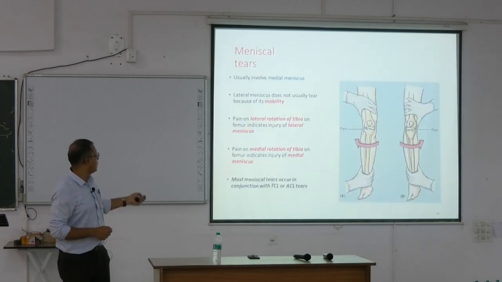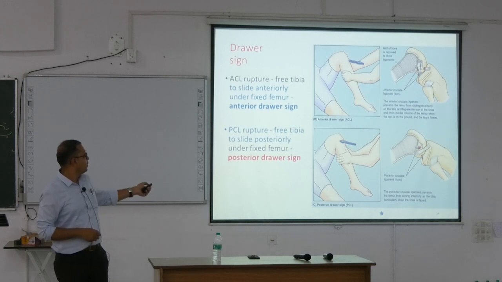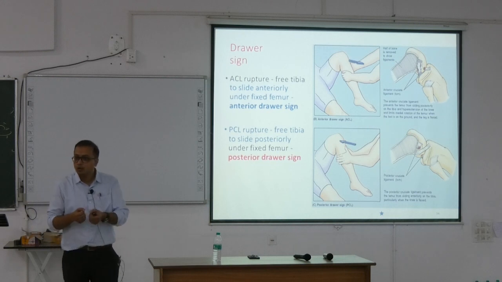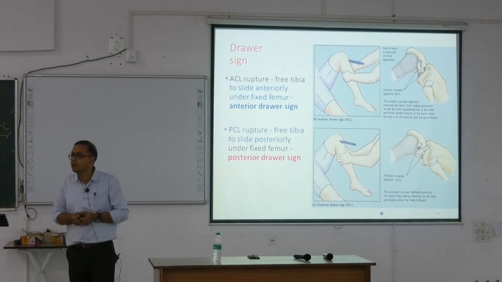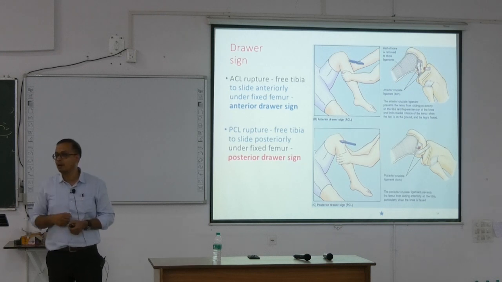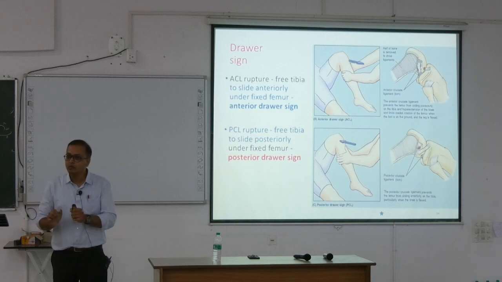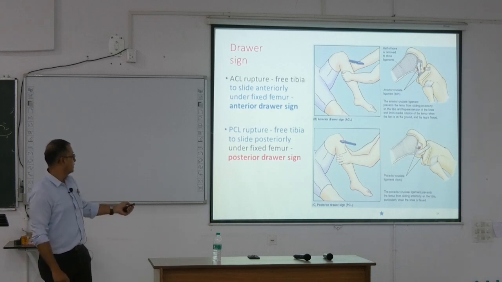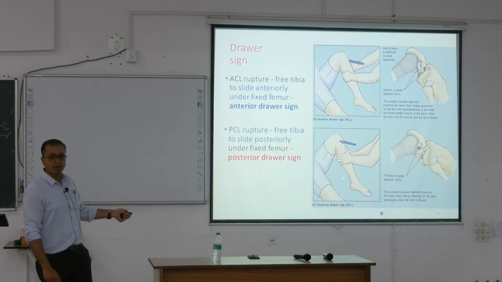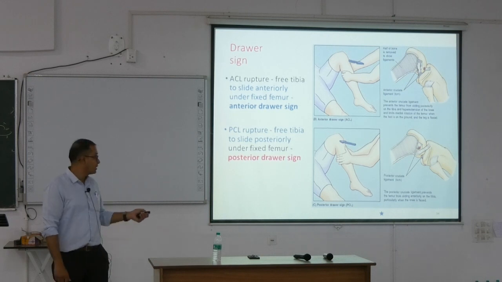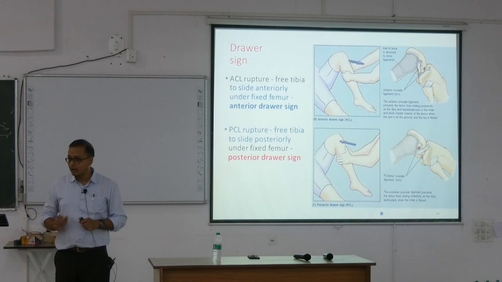So this test we call the drawer sign test. You are holding the knee joint like this, bending it, pulling it forward. If it comes out too smoothly, as if the tibia is coming to your hand, that means the ACL is not there. So, if the anterior drawer sign is positive, that means we have a ripped ACL. Now, again you are pushing the knee joint in the same position. If the tibia is moving too much backward, that means the PCL or posterior cruciate ligament is not there and it is going back too much.